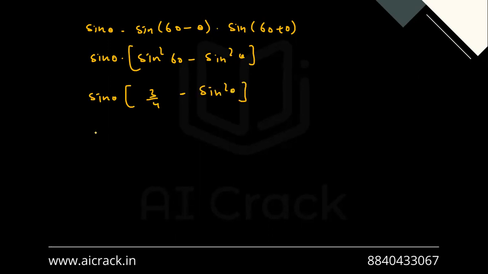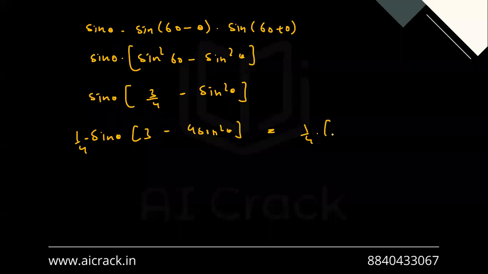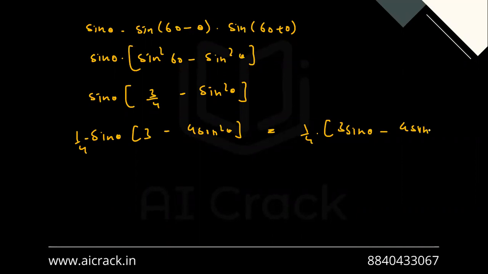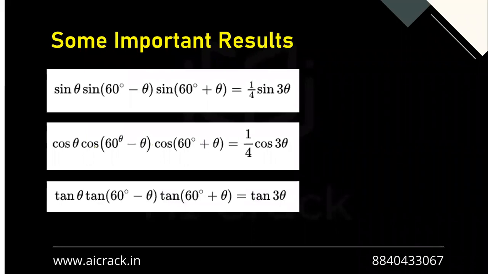If we take LCM, what we'll get? Sin theta, 1 by 4 over here, 3 minus 4 sine square theta. So this is nothing but 1 by 4 into 3 sine theta minus 4 sine cube theta. Now this is sine 3 theta, right? So we'll get 1 by 4 sine 3 theta. Exactly the same derivation works for the cos part.